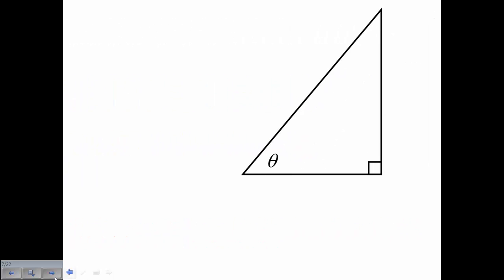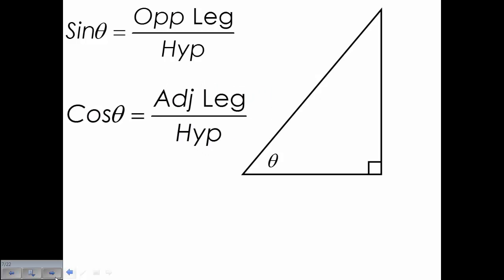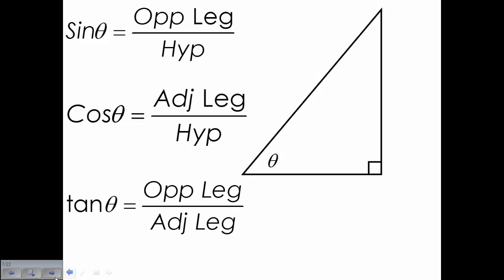Copy down this triangle 3 different times. For the sine of theta, we're going to mark on the first triangle the opposite leg over your hypotenuse. On your second triangle, we're going to mark cosine of theta, which is your closest leg, called the adjacent leg, over the hypotenuse. On your third triangle, we're going to do tangent of theta, which deals with only the legs. Tangent is the opposite leg over the adjacent leg.